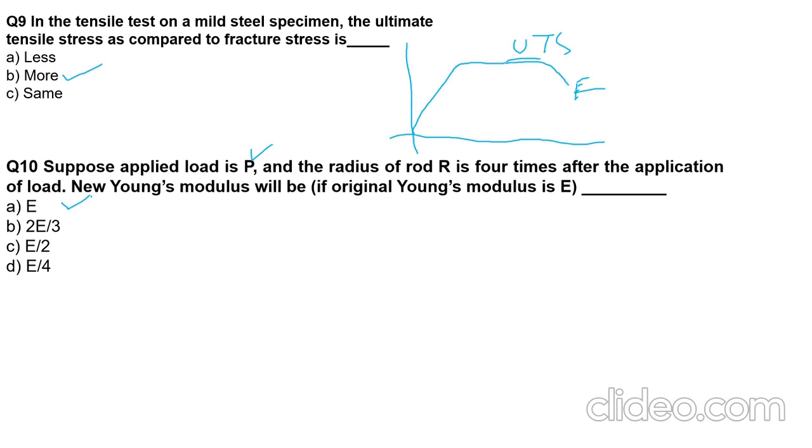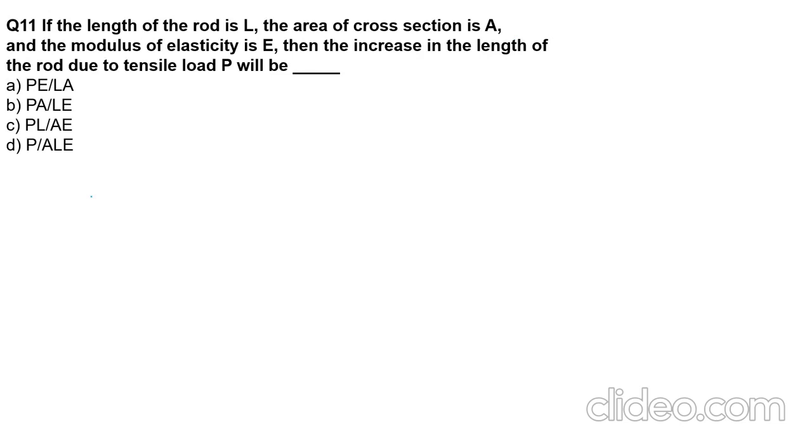Then we have another question that says, if the length of the rod is L, the area of cross section is A, and the modulus of elasticity is E, then the increase in length of the rod due to tensile load P will be. This is the same question, based on your stress strain curve. You have to use the stress strain equation given here. You are given the length of the rod, the area of cross section, and the modulus of elasticity, and you have to find the increase in length, delta L. You just have to rearrange.